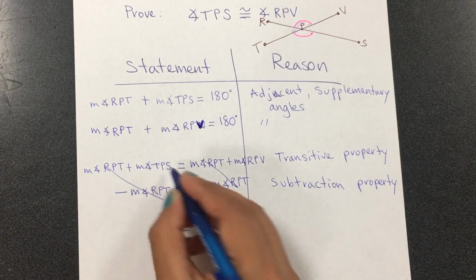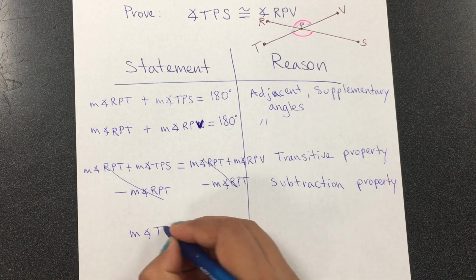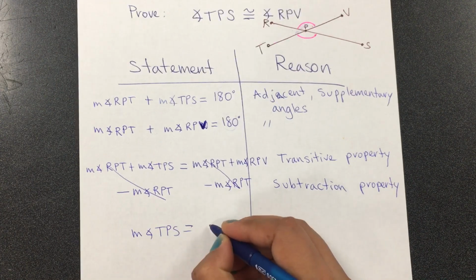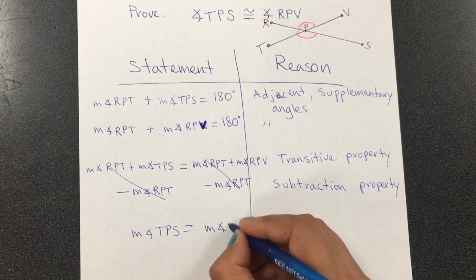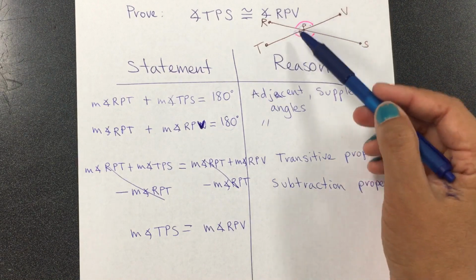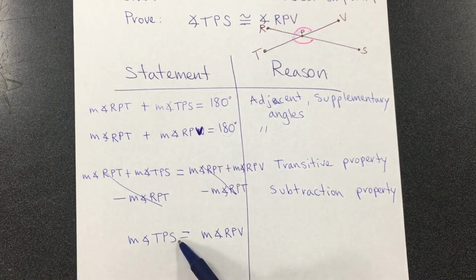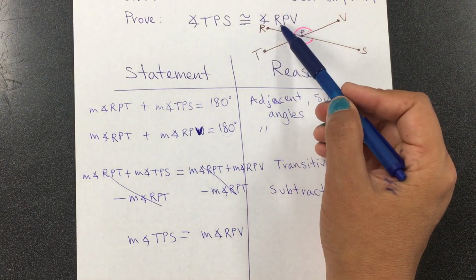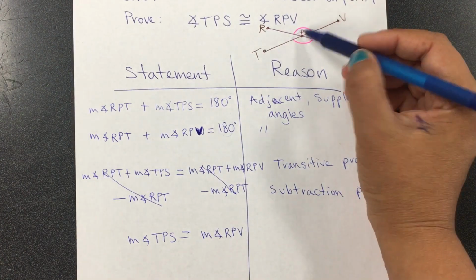And so at the end, I end up with measurement of angle TPS, and on this side is measurement of angle RPV. Okay, and that's what we're supposed to prove. TPS right here is congruent to measurement of angle RPV, okay?